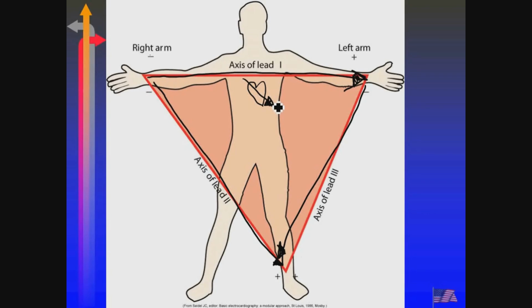Lead 2. Lead 2 is called the idiot's lead. If you know nothing else about EKGs, we look at lead 2 because it gives us the best representation of what's going on. Lead 2, idiot lead. Because it represents what the heart is really doing.